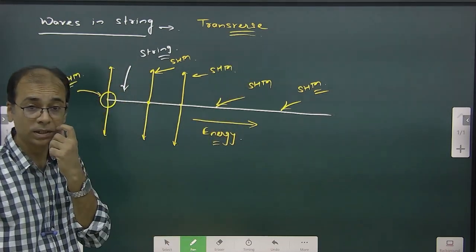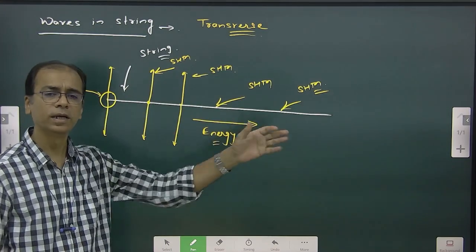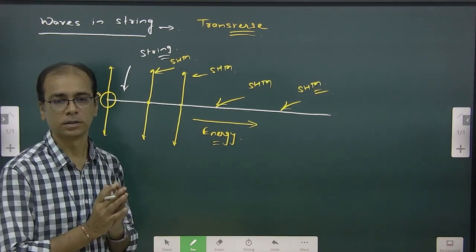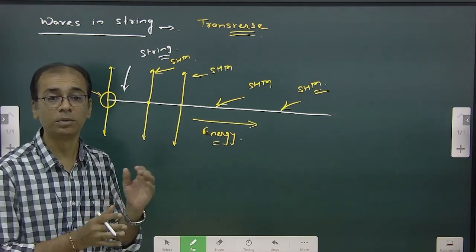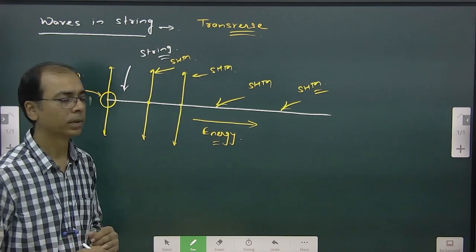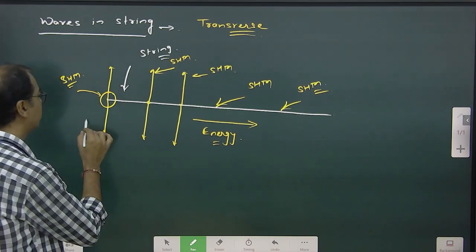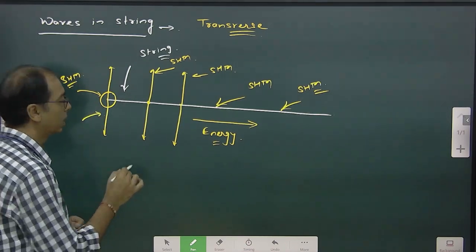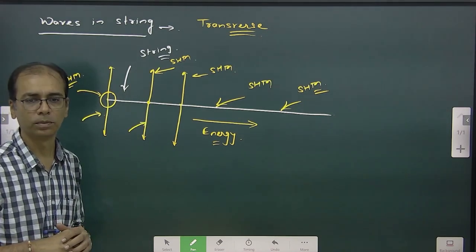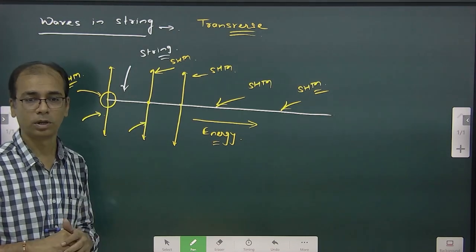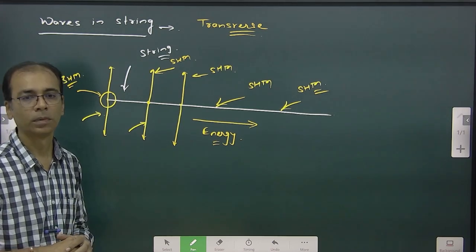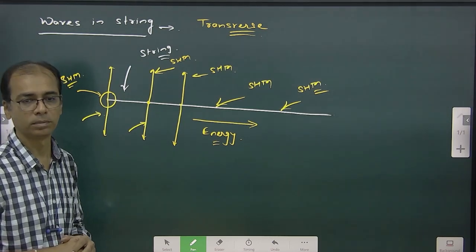So all the particles are doing SHM. How many particles? Infinite particles. This is the motion of infinite particles, all doing SHM at the same time in a wave. Clear? Now the question is: the SHM of this one and the SHM of this one, are they the same or is there any difference between the two? The SHM is the same, but the position of the particle is not the same.